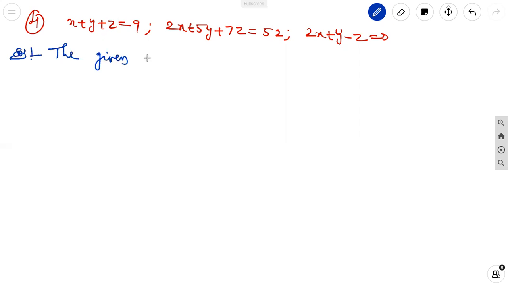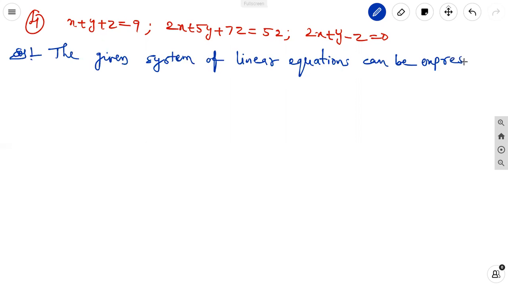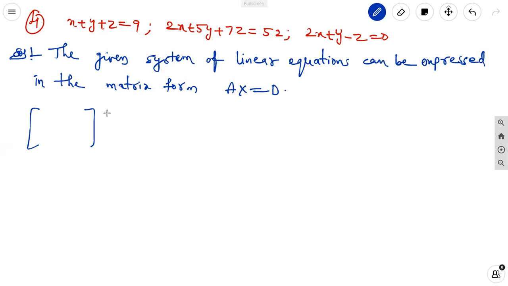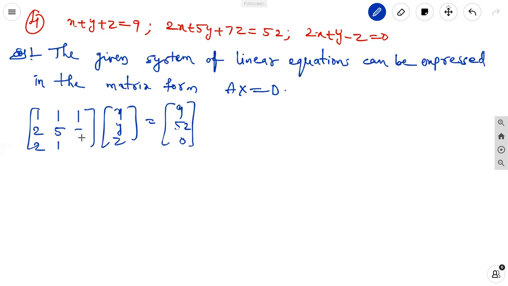The given system of linear equations can be expressed in the matrix form Ax equal to D. Here A is the coefficient matrix of x, y, z, and D is the constant matrix, the values on the right side. We can write those values. The x coefficients are 1, 2, 2 in the three equations. The y coefficients are 1, 5, 1. The z coefficients are 1, 7, minus 1.